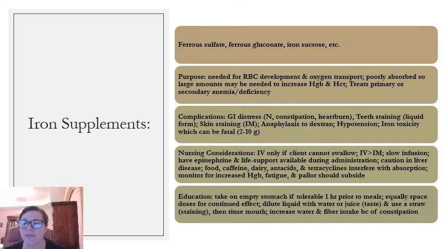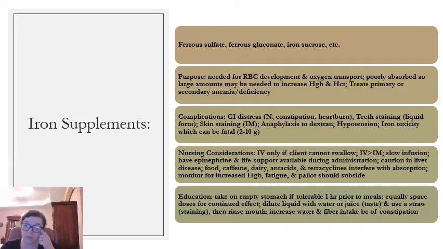They can have anaphylaxis to the dextran. There's ferrous dextran or iron dextran or whatever. So it's really an allergy to the dextran. It's not really an allergy to the iron. So it's only that one type that they can really have an allergic reaction to, because your body lives with iron. So you can't be allergic to iron. Iron can cause hypotension, so a drop in blood pressure, and we can also have an iron toxicity, which can be fatal.